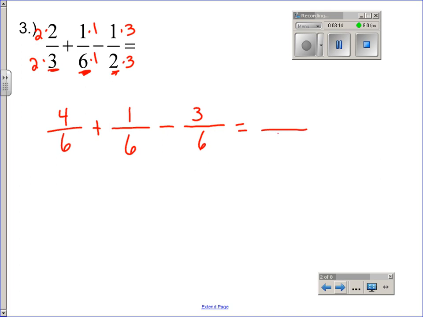So our least common denominator is 6. Subtraction becomes addition, and the 3 becomes a negative. So 4 plus 1 plus a negative 3 is 2. Now you're going to think to yourself, can I simplify 2/6? Yes, 2 can go into both, so our answer is 1/3.